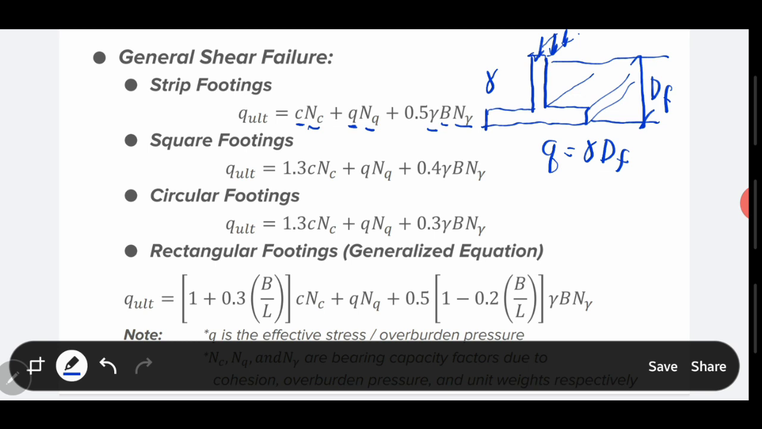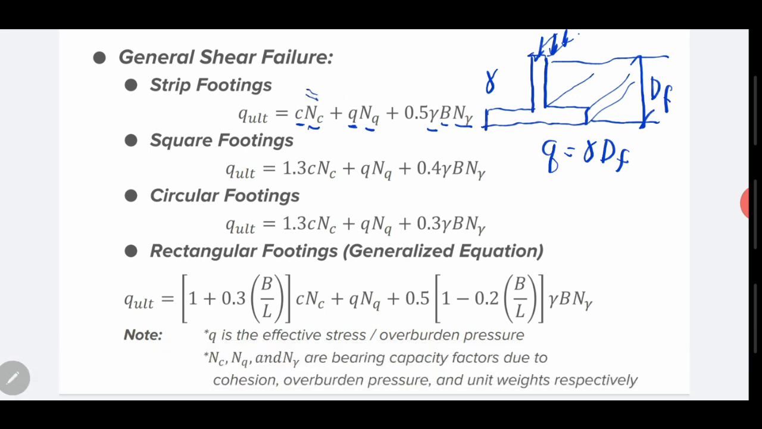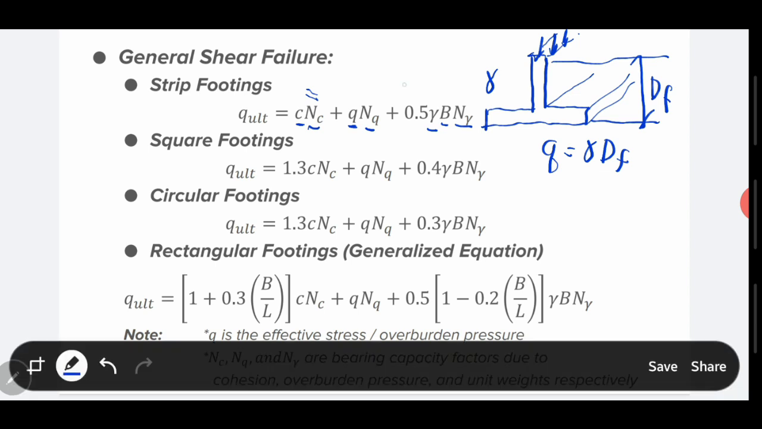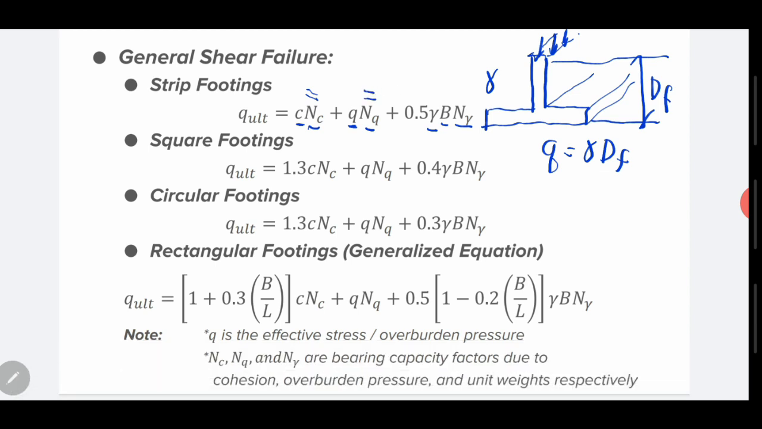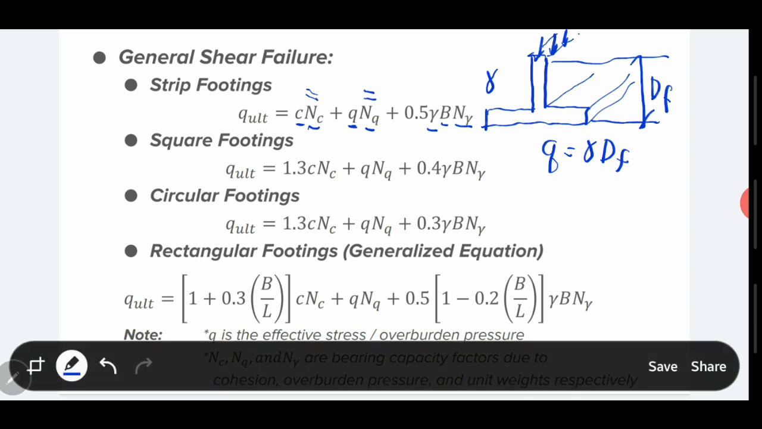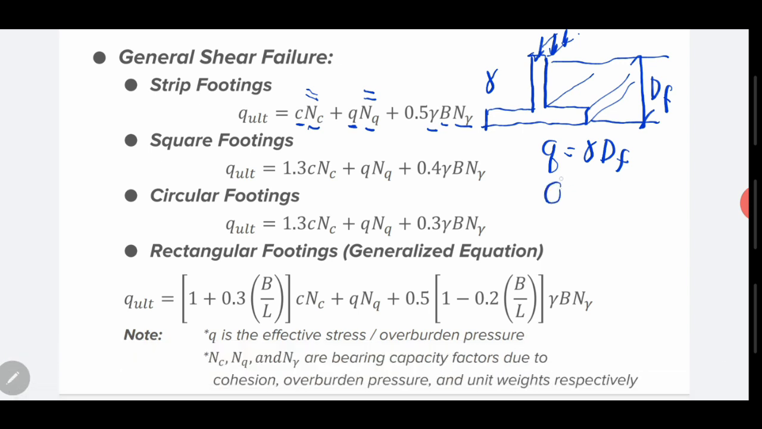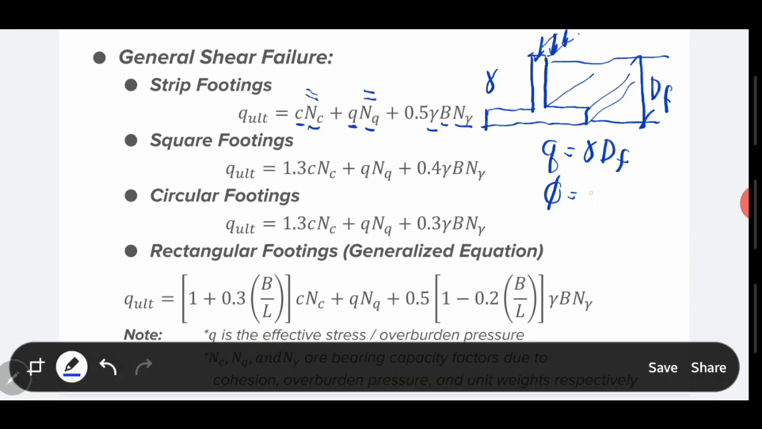bearing capacity factors. These can be found in some textbooks in the form of a table, depending on your phi, or the angle of friction. Most of the time you will be given an angle of friction, and then you will be able to determine the values of Nc, Nq, and Nγ.